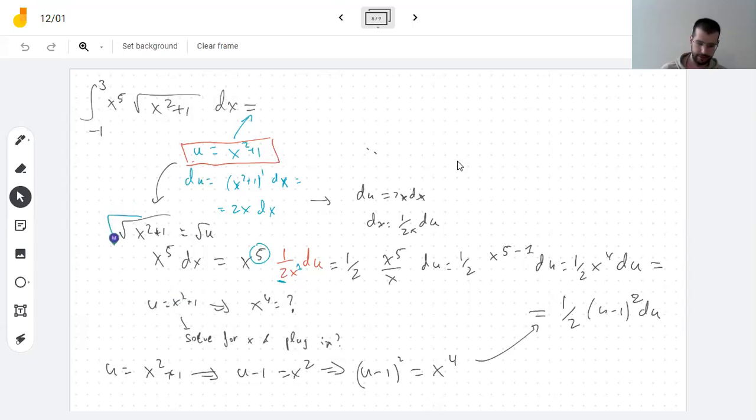This part was just root of u, and the remaining part was this other bit. So when I put it together, I have everything together multiplied.